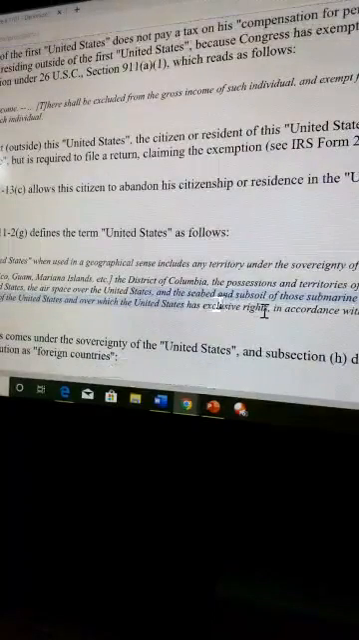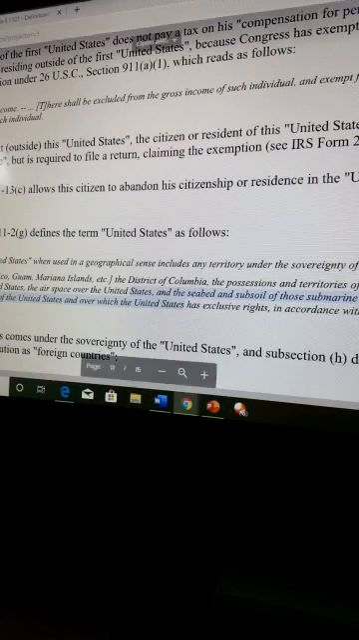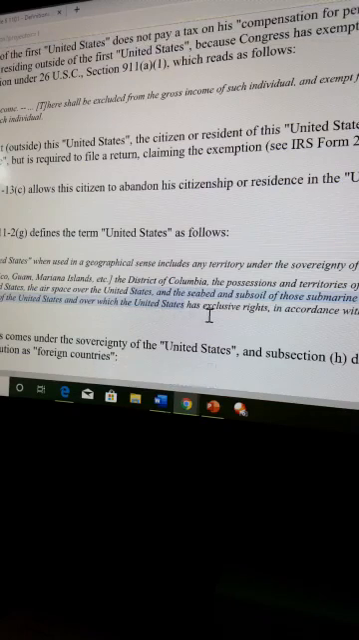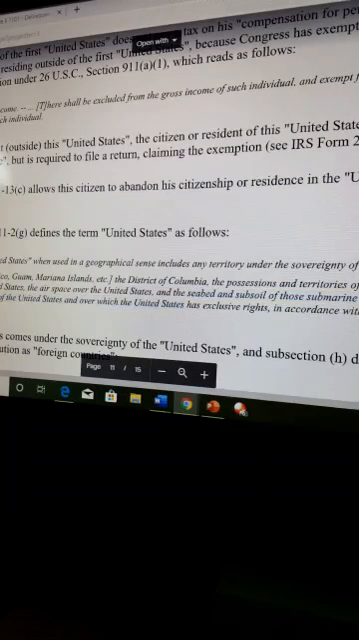And the seabed and subsoil of those submarine areas which are adjacent to the territorial waters of the United States and over which the United States has exclusive rights in accordance with international law. Well, international law doesn't, unfortunately, coincide with natural law and God's law, does it? All right, so we have a conflict here, and you have to make a stand and a statement.